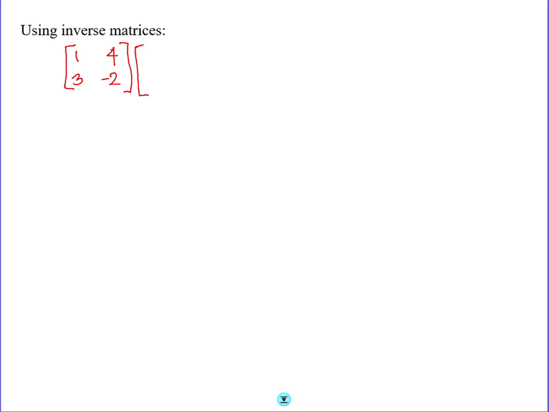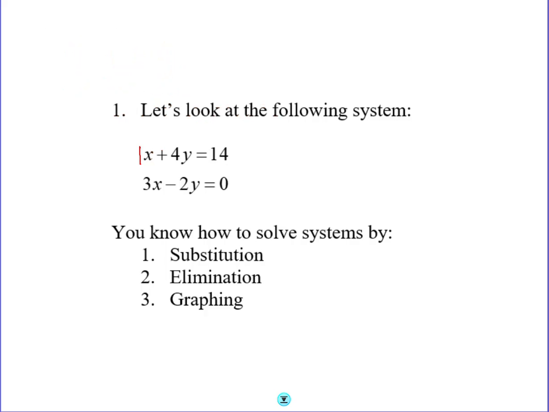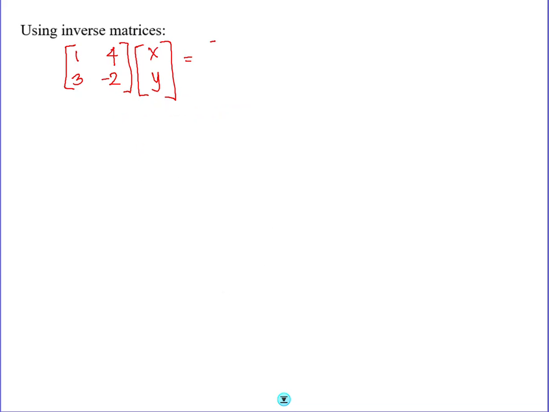Then our second matrix is our variable matrix. So we have x and y equals the constants on the other side of the equal sign. 14 and 0. This is our matrix equation. Then we're going to do, as I described earlier, if this is matrix A, matrix X, and matrix B, we need to find the inverse of matrix A so that we can left multiply by A inverse.